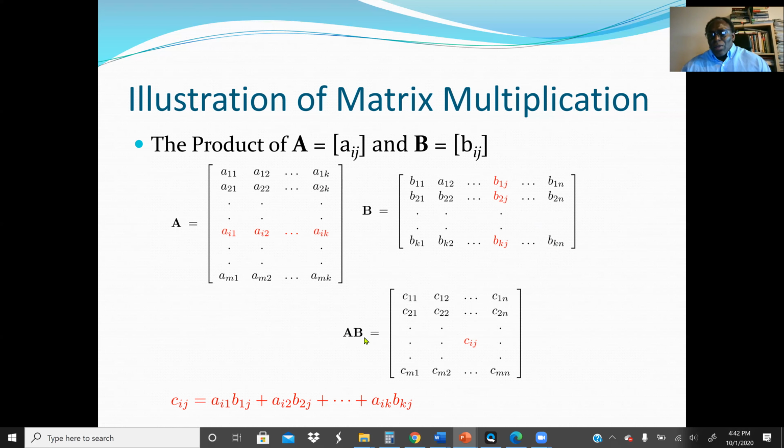So here we say AB will give us the answer, which will be A11 times B11 plus A12 times B21 plus, up to the last one, A1K times BK1. And we keep going. Then we take the same first row, second column, first row, third column. Keep going.